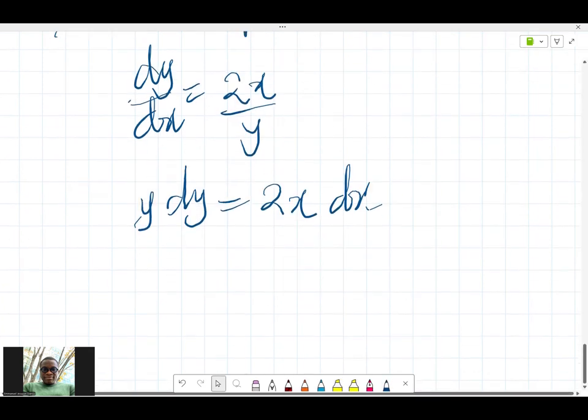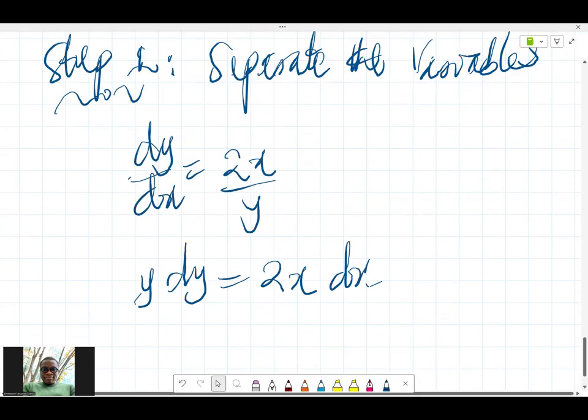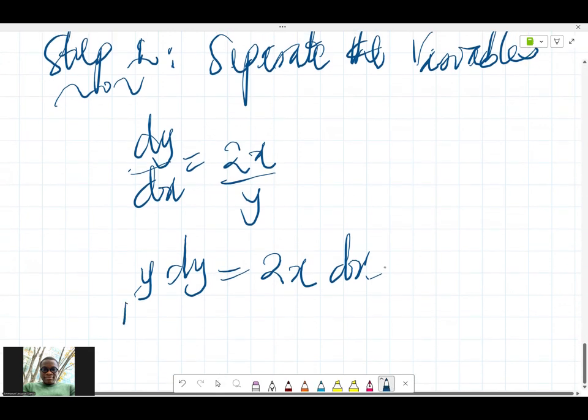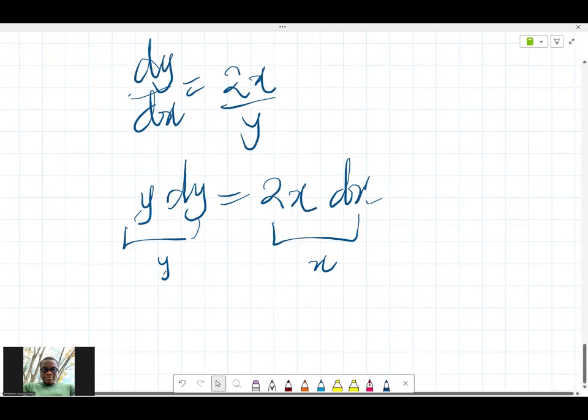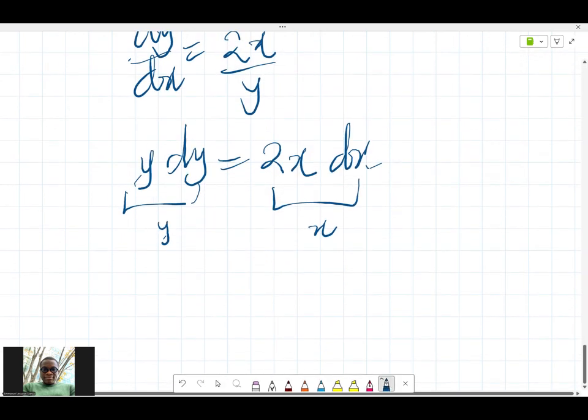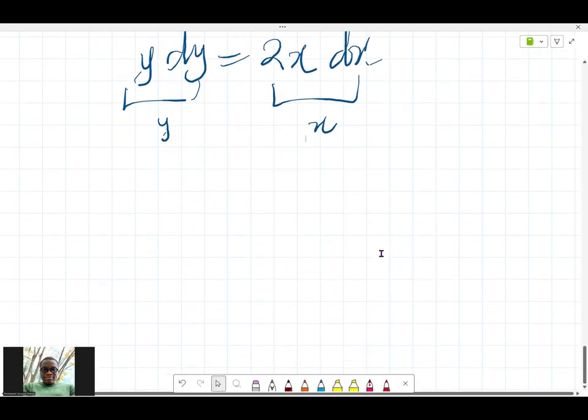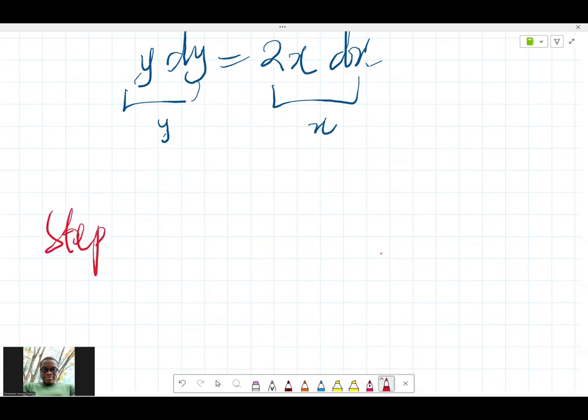This is one of the simplest ways that you can have. So that is step one already. You have separated all the y's together and then all the x's together. Then we move on to the second step, where we now integrate. So step two, integrate both sides.